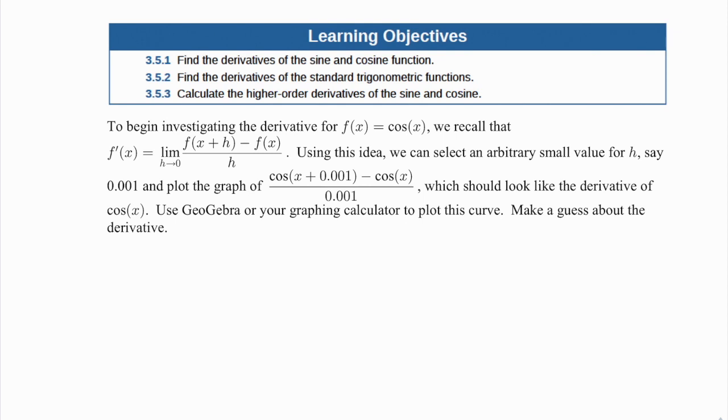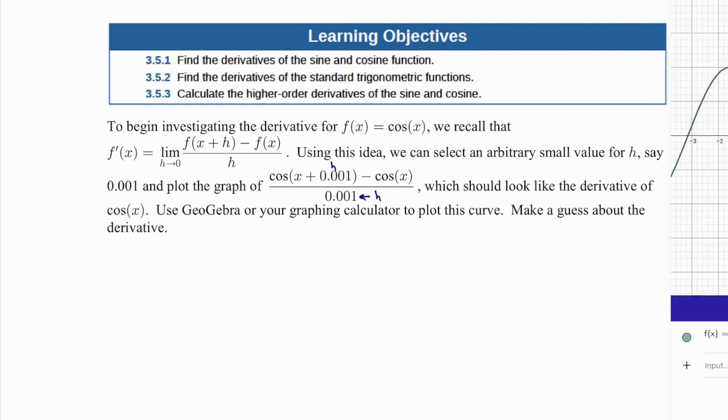So we're going to look at cosine of x plus 0.001, right? So that would be our h value, minus cosine of x divided by that same h value, 0.001 again. Right, so we're just picking a specific value of h that's close to 0 and looking at this graph. So grab your calculator or GeoGebra and plot this curve. And let's take a look and see what we think it seems to look like.